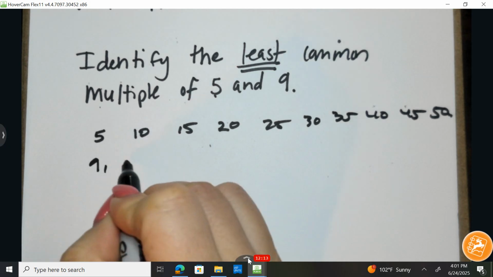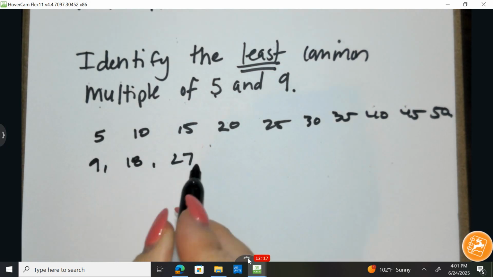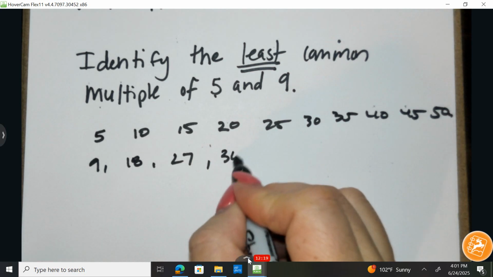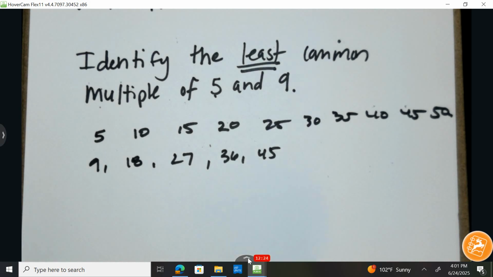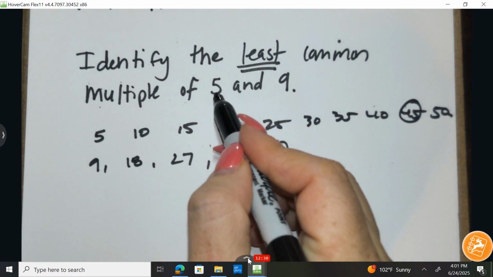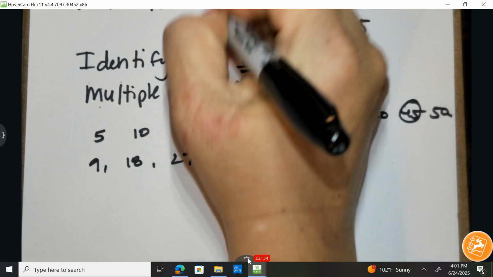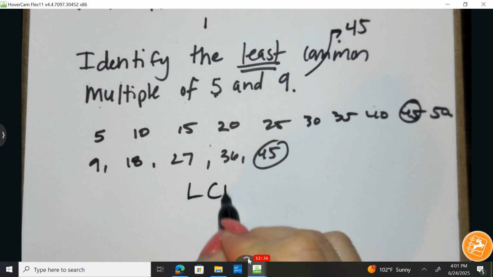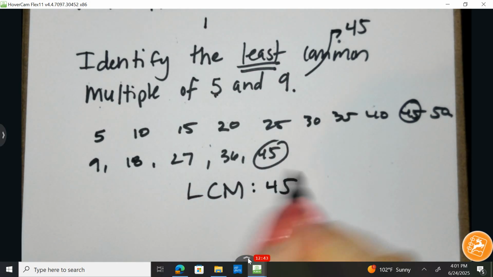Now we have 9, 18, 27. In my mind, I'm going 1 group of 9, 2 groups of 9, 3 groups of 9, 4 groups of 9. And you can see how important it is to know your multiplication facts. And you can see 45 is the first common multiple of the list of values for 5 and 9. So this answer would be 45. They probably would write it using the acronym LCM for least common multiple, or your teacher may say lowest common multiple, and that would be 45.